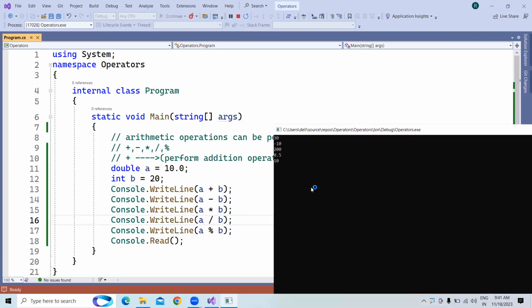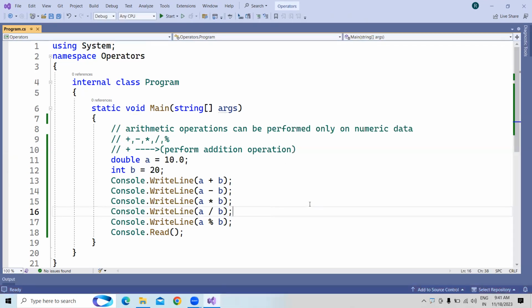This time you observe the result: we got 0.5. However, the remainder is 10. The result which came from the division operator is 0.5, because if we want to get the result in floating point format, we can take the numbers in floating point format.